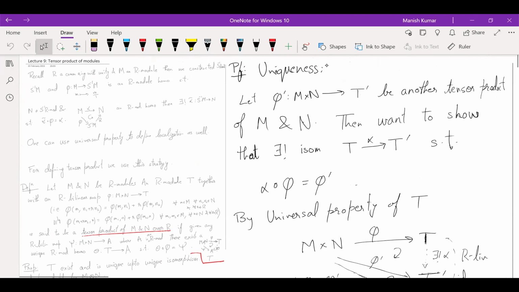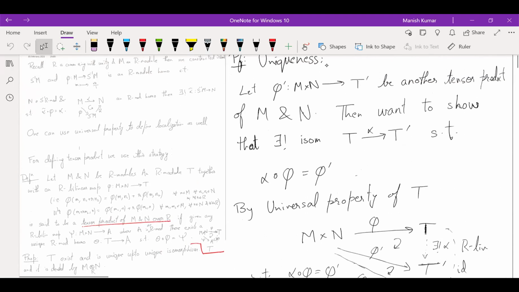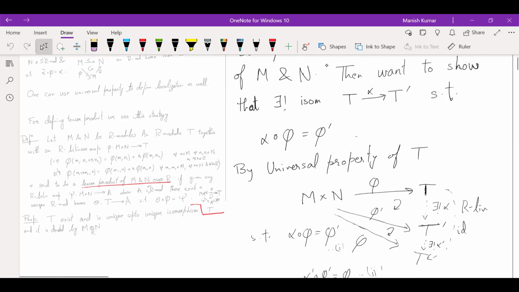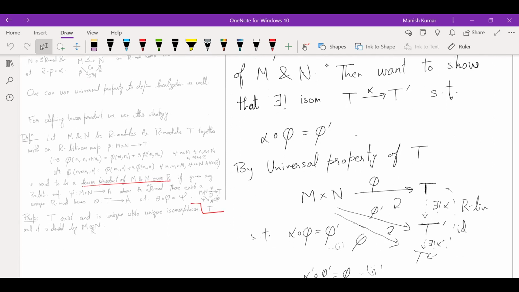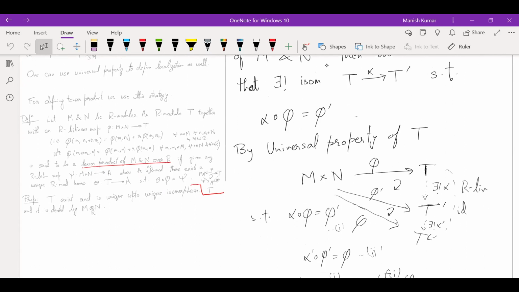So let T prime be another tensor product. Phi prime is bilinear, because T prime is another tensor product, so it comes with this bilinear map. So by the universal property of T, there exists a unique map alpha from T to T prime which will make this diagram commute. That means phi followed by alpha is the same as phi prime.